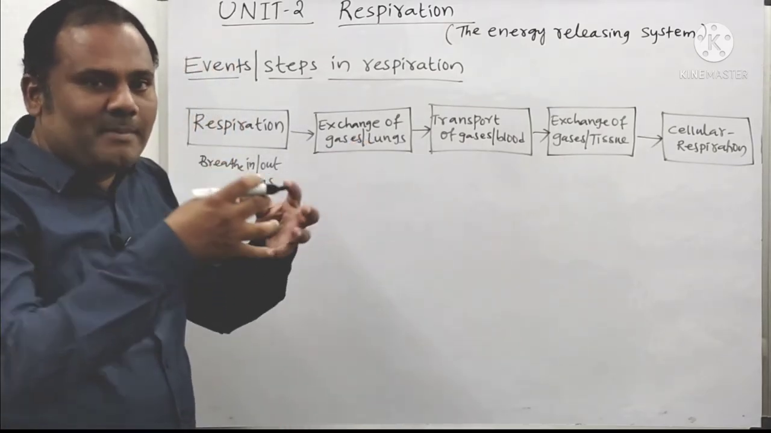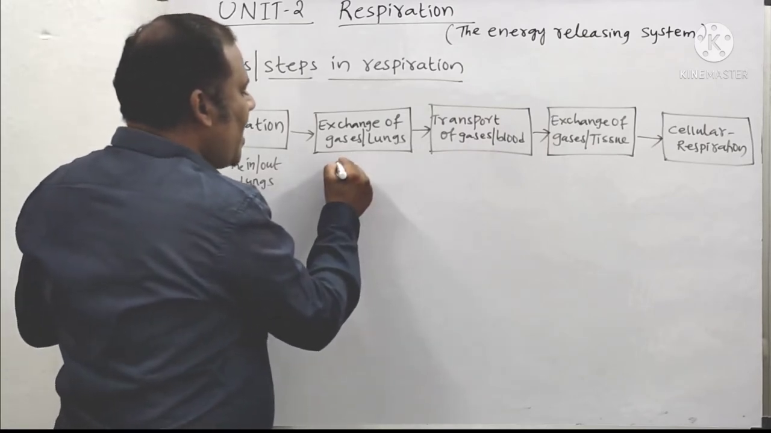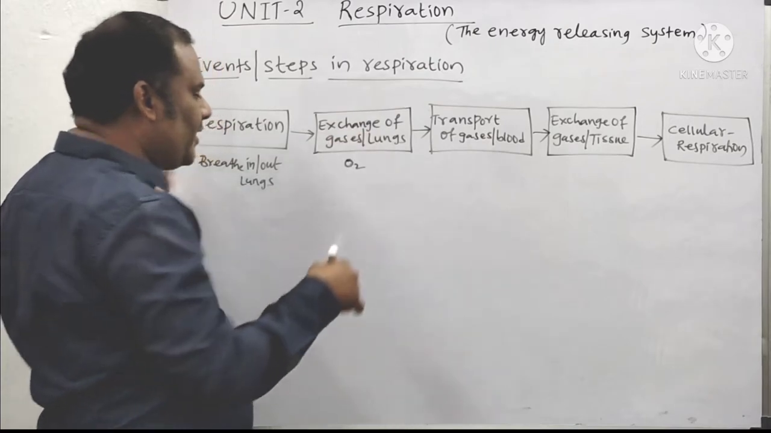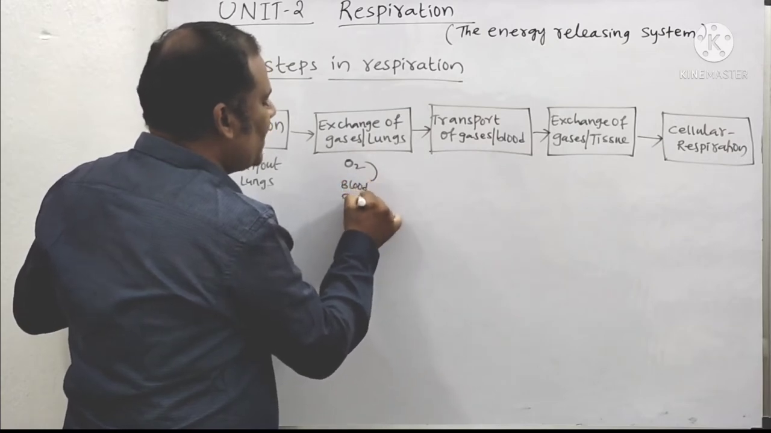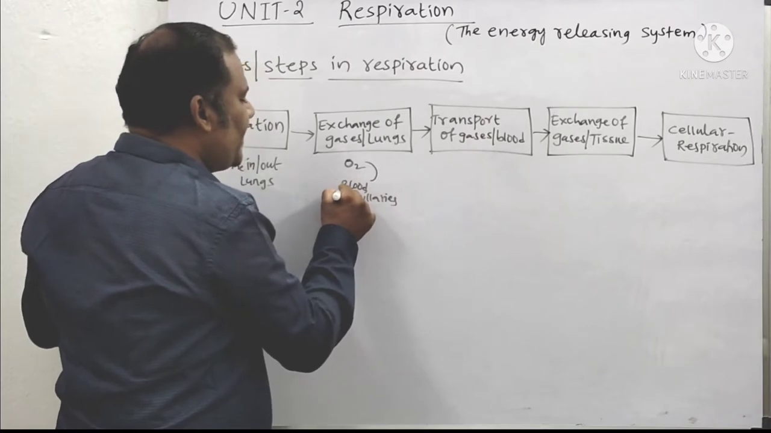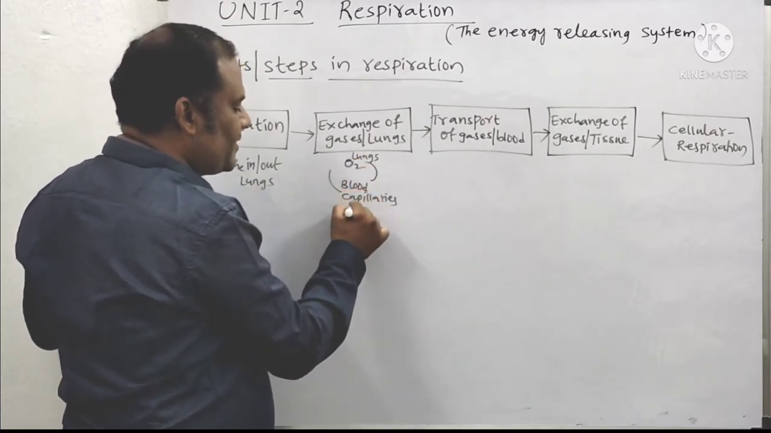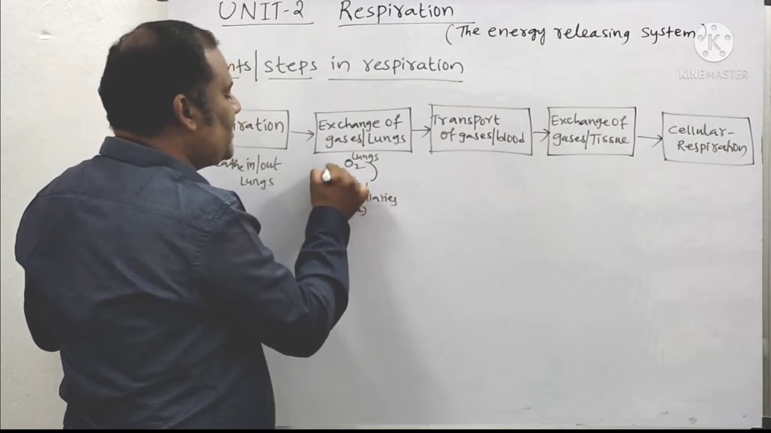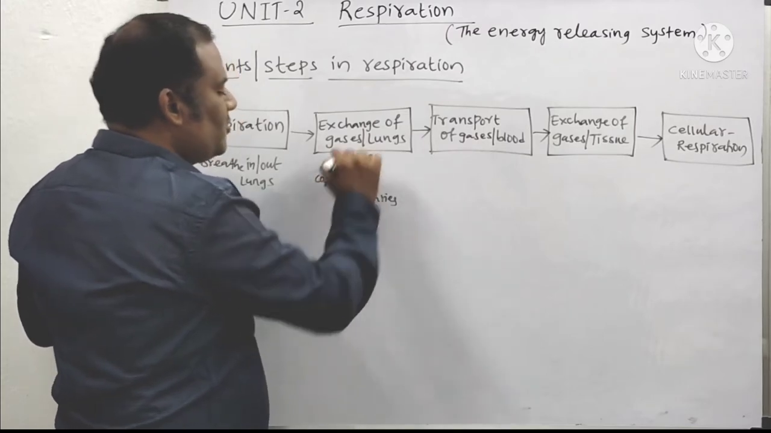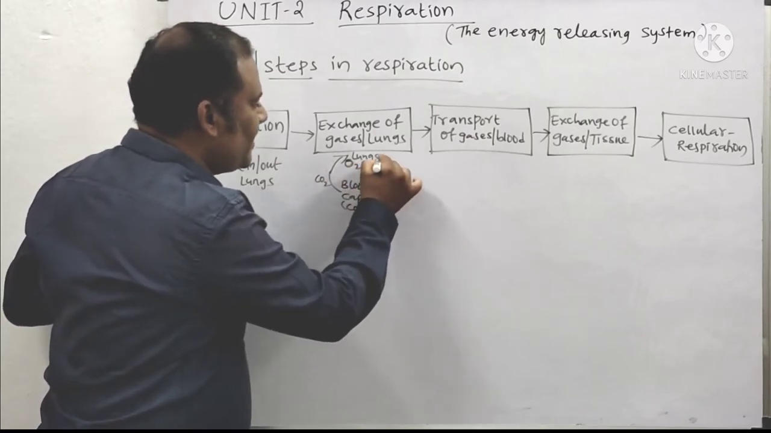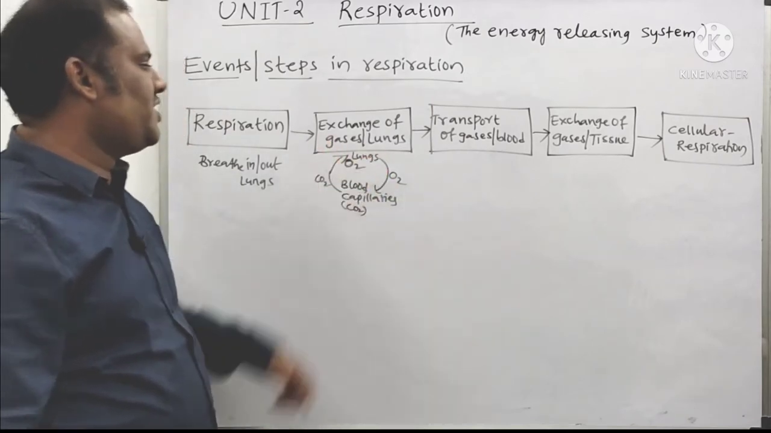Exchange of gases in the lungs. See Nana, lungs are attached with the blood capillaries. Those blood capillaries are bringing the deoxygenated blood from the heart to the lungs. The oxygen that has entered through the air will enter into the blood capillaries. At the same time, the carbon dioxide present in the blood capillaries will go into the lungs. In this way, the exchange of gas occurs. So, the oxygen present in the lungs comes to the blood capillaries and the carbon dioxide present in the blood capillaries goes to the lungs. That is the exchange of gas in the lungs.